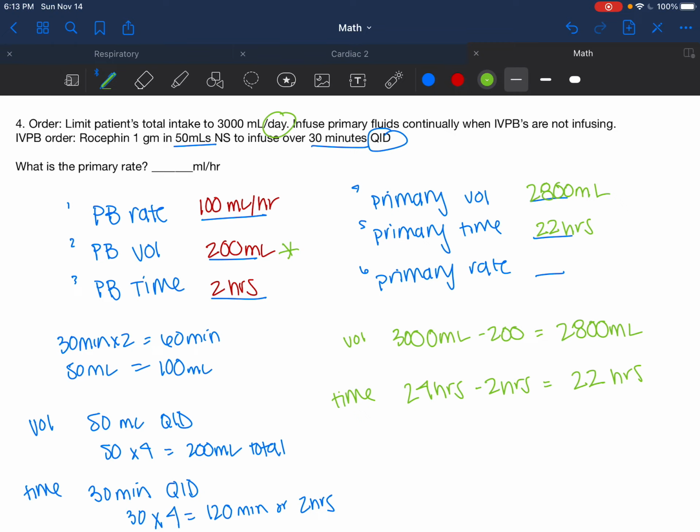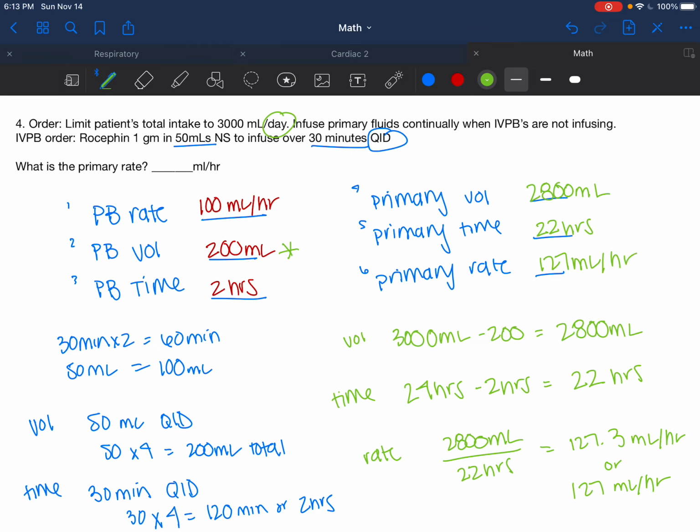Now that we have that, it is super easy. We just want to figure out the rate, which for IV rates is mils per hour. So we're going to do 2,800 mils over 22 hours. Once we calculate that in our calculator, it should be 127.3, or 127 mils per hour, depending on how they tell you to round. This question didn't specify, but on your test it should be specified whether to round to the 10th, the whole number, the 100th, whatever.